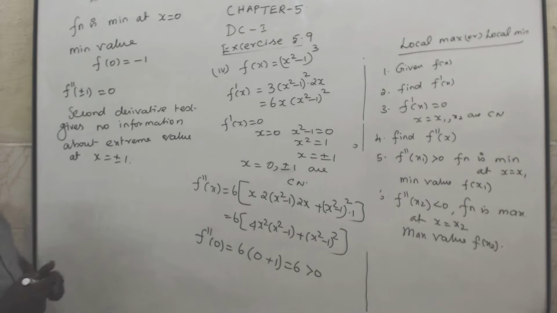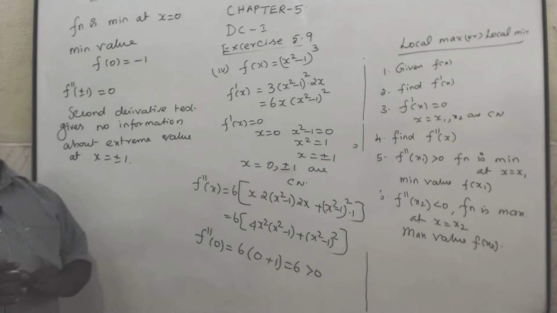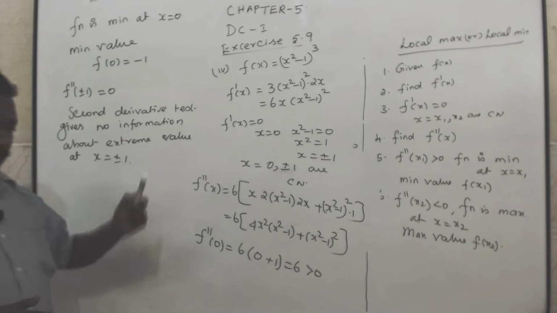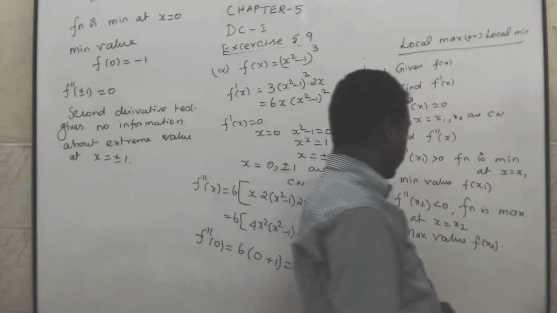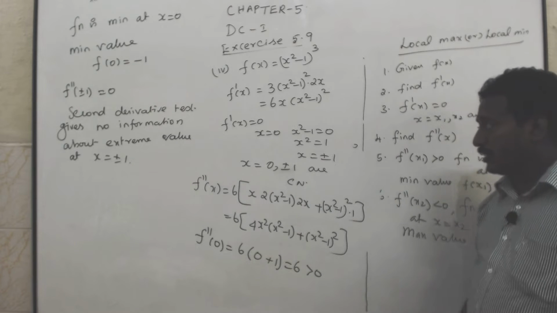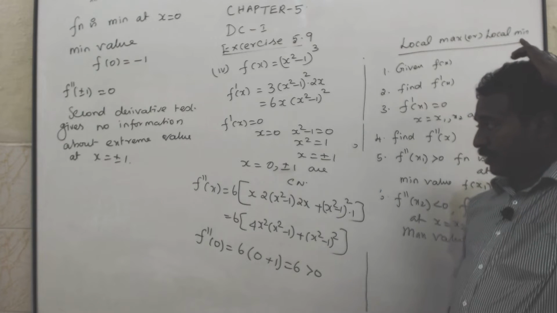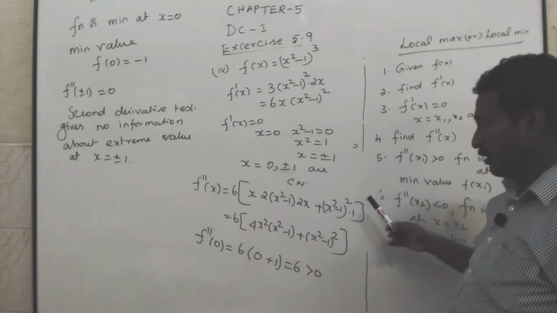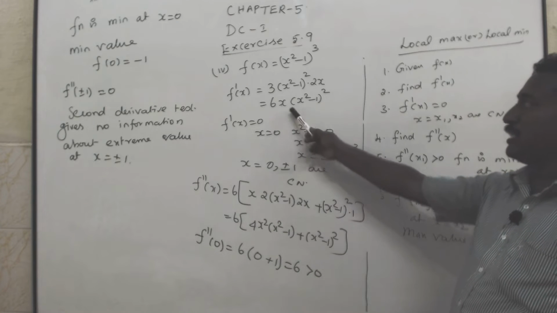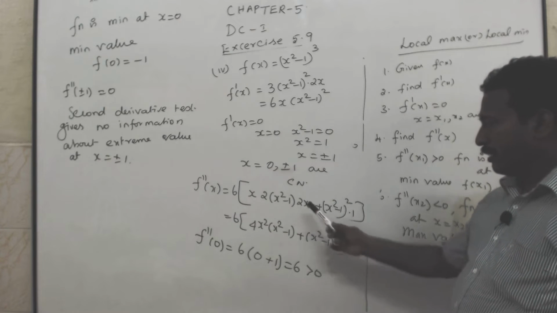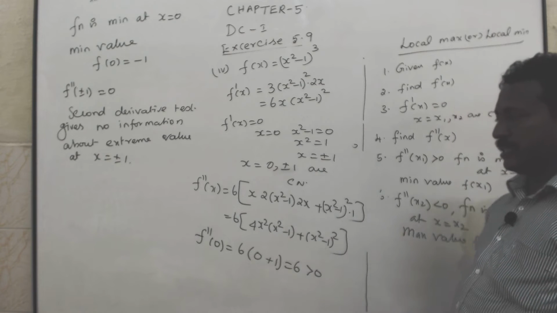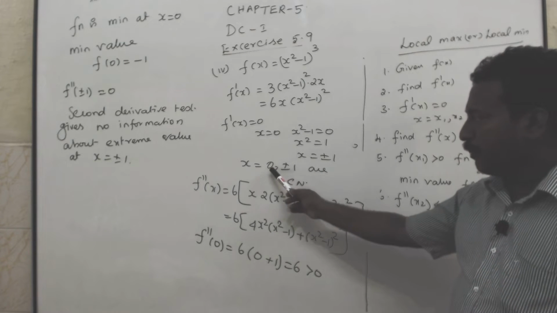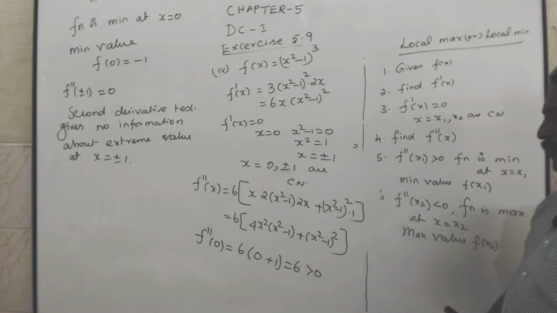Careful, f of x is given, and we differentiate f dash of x with the same procedure. Put f dash of x equal to 0, so x is equal to 0 and plus or minus 1. Differentiate f double dash of x once again using the UV method, multiply, and we will get this result. The critical numbers are 0 and plus or minus 1.